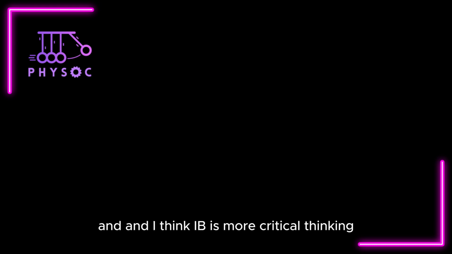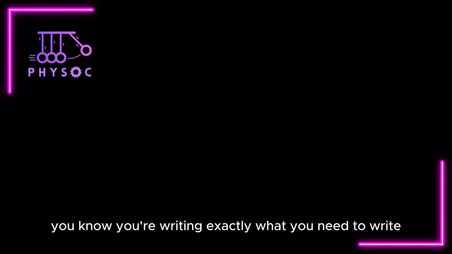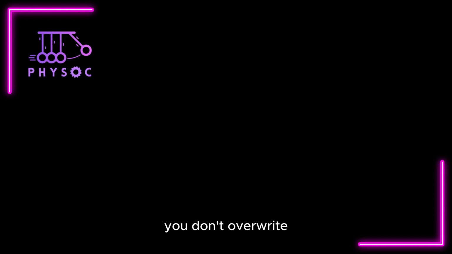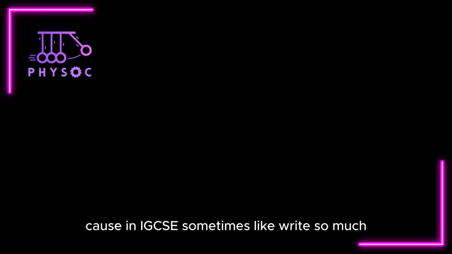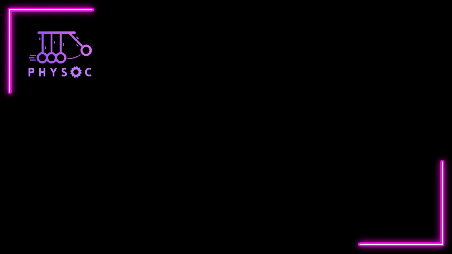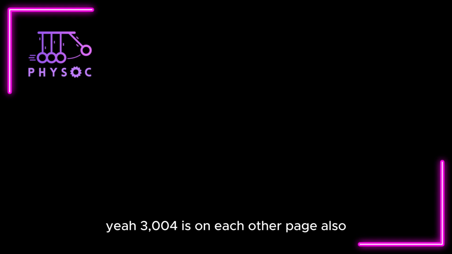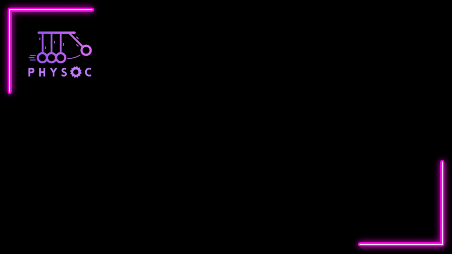And I think IB is more critical thinking. You know, you're writing exactly what you need to write. You don't overwrite. Because in IGCSE, some students write so much. Some of them don't make sense. Some of them overwrite, you know. But you've got a word limit in IB. Yeah, you've got a word limit: 3,000 for SL and 4,000 for HL. So you can't exceed the word limit.